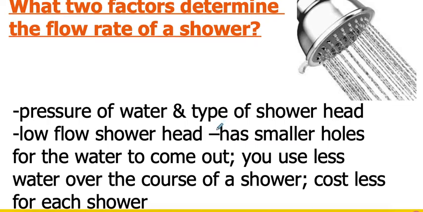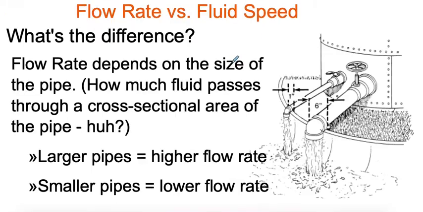They charge you so much per gallon used. So if we have less volume moving through our shower head, then we'll be charged less because we won't be using as much. So it's going to cost less for the shower. That's why it's called a low flow or a cost efficient shower.